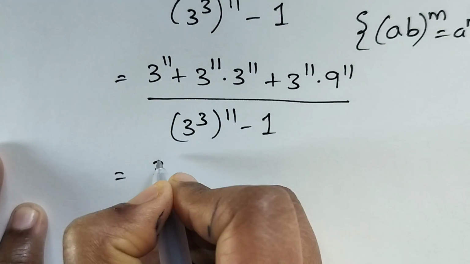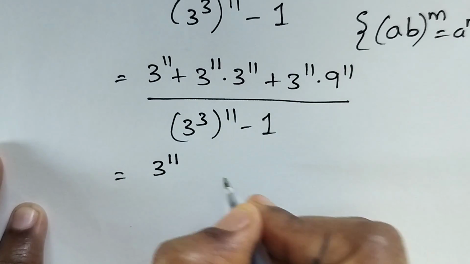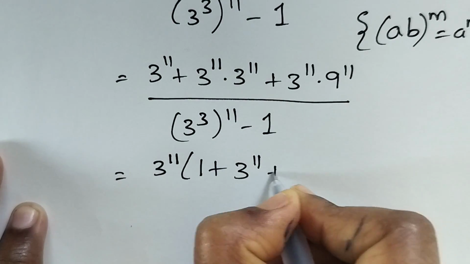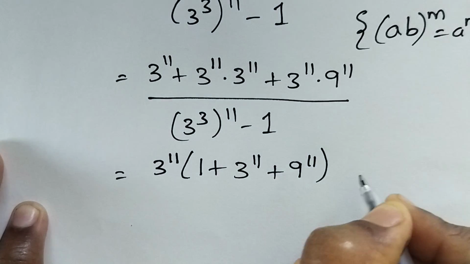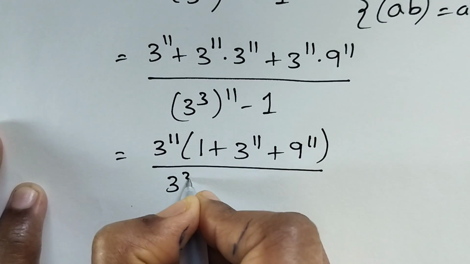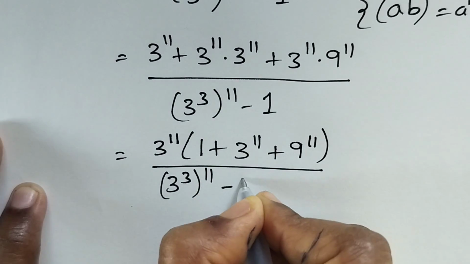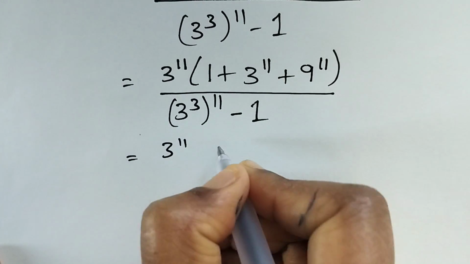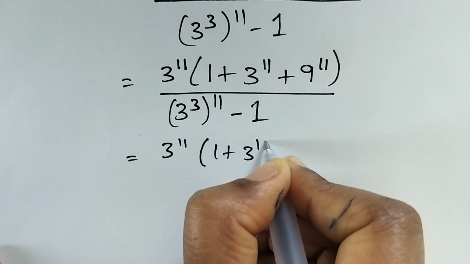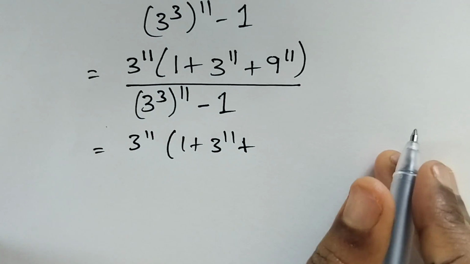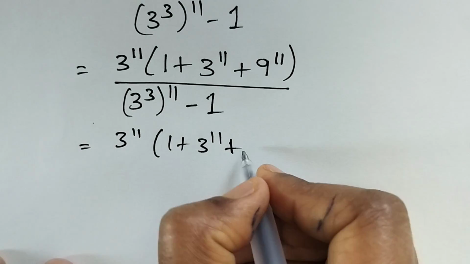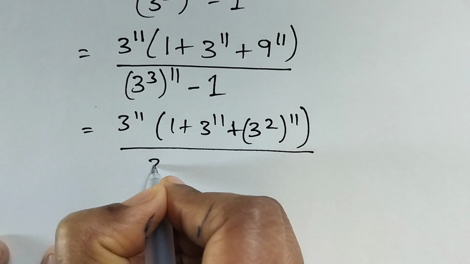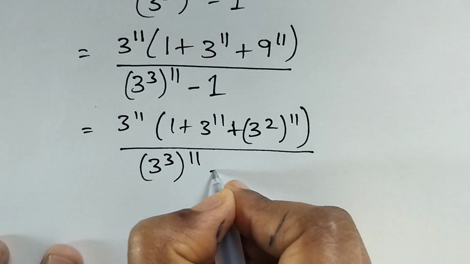Now, here we are taking out 3^11 as a common. Here we'll get 1 plus 3^11 plus 9^11 divided by (3^3)^11 minus 1. So now 3^11 times (1 plus 3^11 plus, here we have 9, right? We can write this as (3 square) whole to the power of 11) divided by (3^3) whole to the power of 11 minus 1.